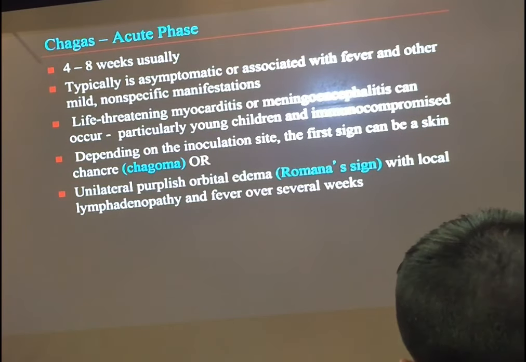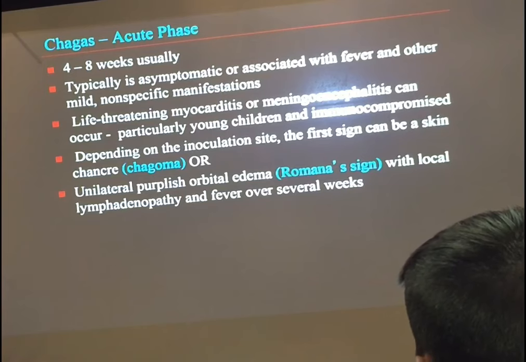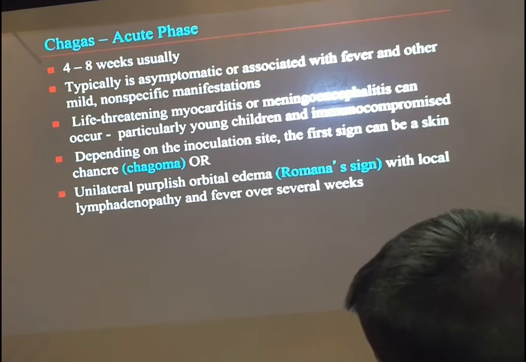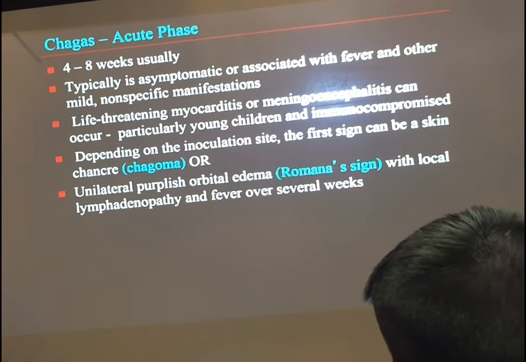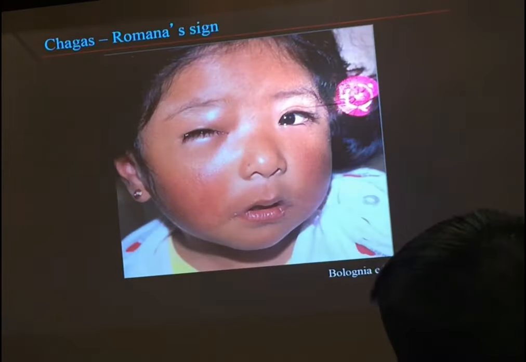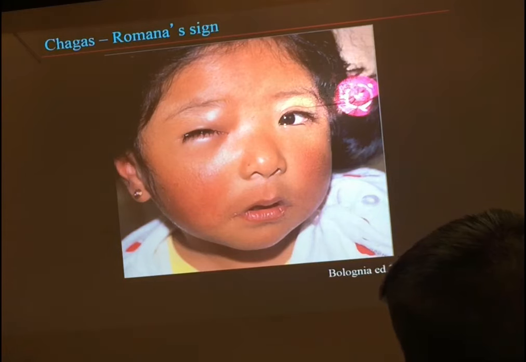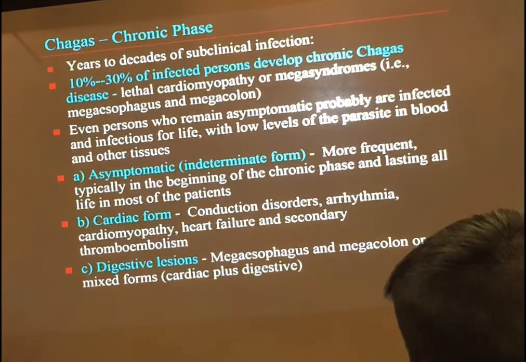Acute phase is 1 to 2 months, and that's where you get a chagoma that can be at the site of the bite of the bug, and the notorious Romaña's sign, which is the unilateral violaceous periorbital edema. This one poor child is in all dermatology textbooks as the sign for Romaña's sign. So it's unilateral violaceous edema usually.